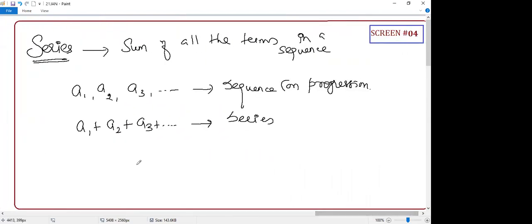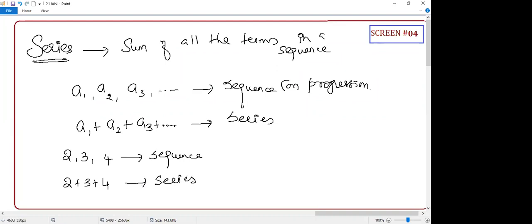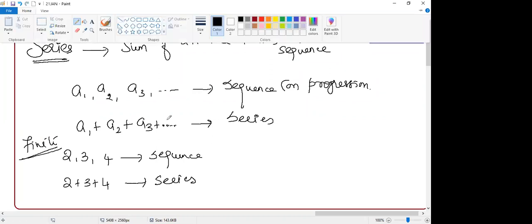Similarly, a series can also have the same thing. We do the same for decimal places in irrational numbers. Yes, you are right. You can in series also, same thing. For example, 2, 3, 4 is called a sequence. 2 plus 3 plus 4 is called a series. But both of them are what? Finite. Yes or no?